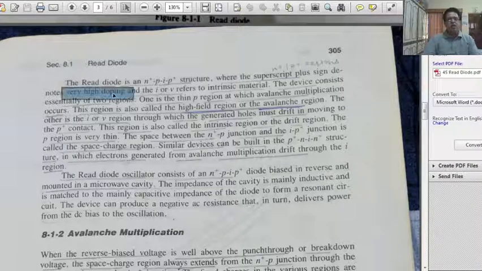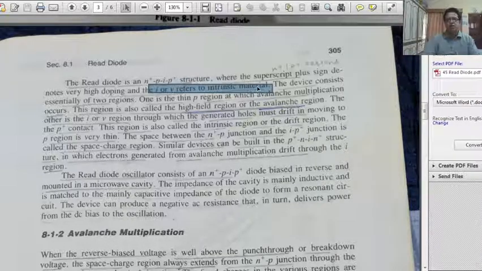N plus means that the N doping is very high, and the I or nu refers to intrinsic material. I or nu refers to intrinsic or extrinsic; there are 2 kinds of material. Here I or nu refers to intrinsic material. The device consists essentially of 2 regions.